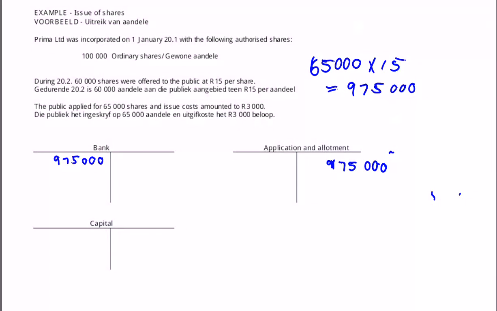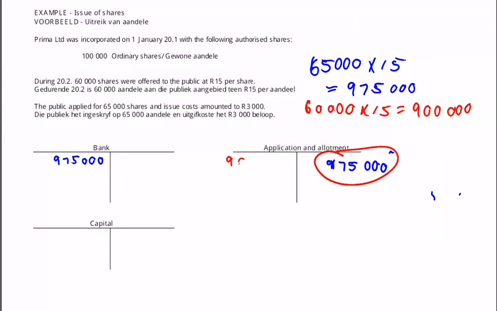Okay, so we decided to only still issue the 60,000 shares that we originally decided on. So 60,000 shares multiplied by 15 Rand is going to give me 900,000. So we will only be allotting share capital of 900,000 Rand. So I remove the 900,000 because I will be allotting these, and I credit my capital because now I've given them share certificates. They are now owners of the company.